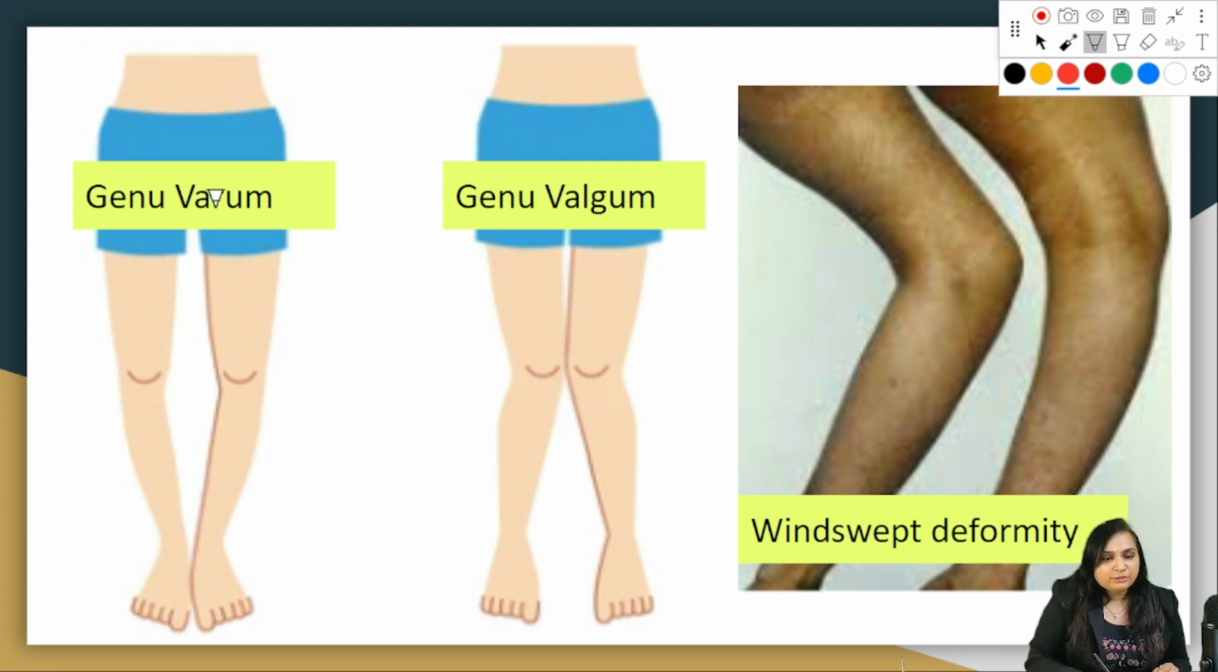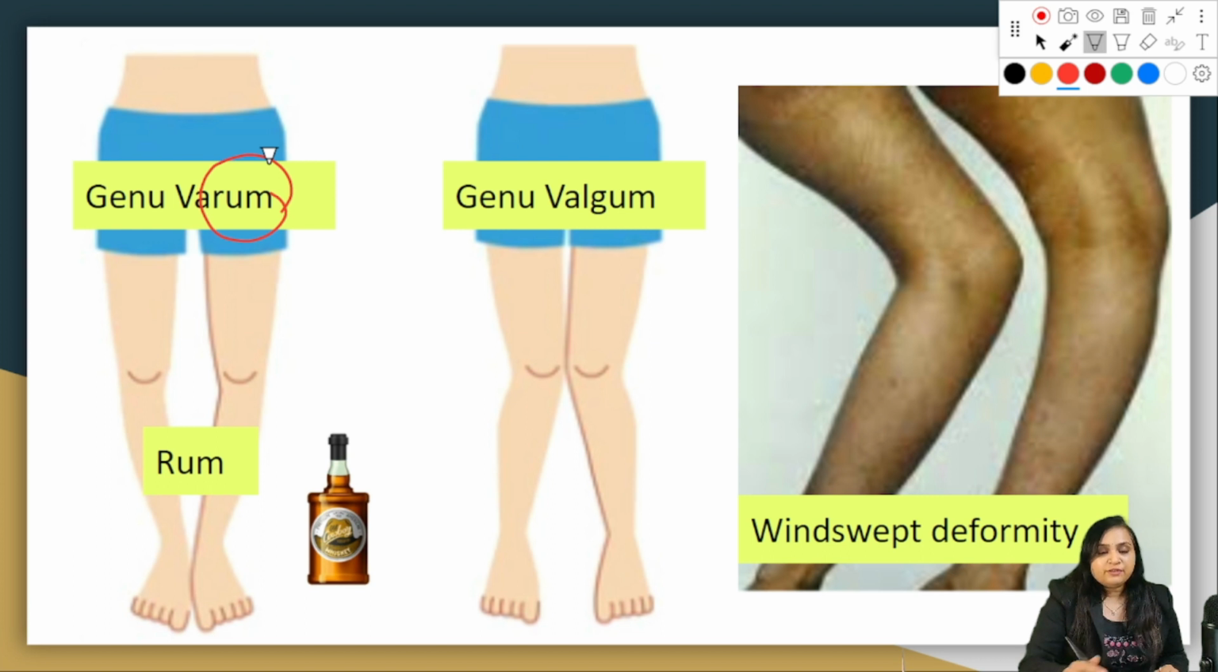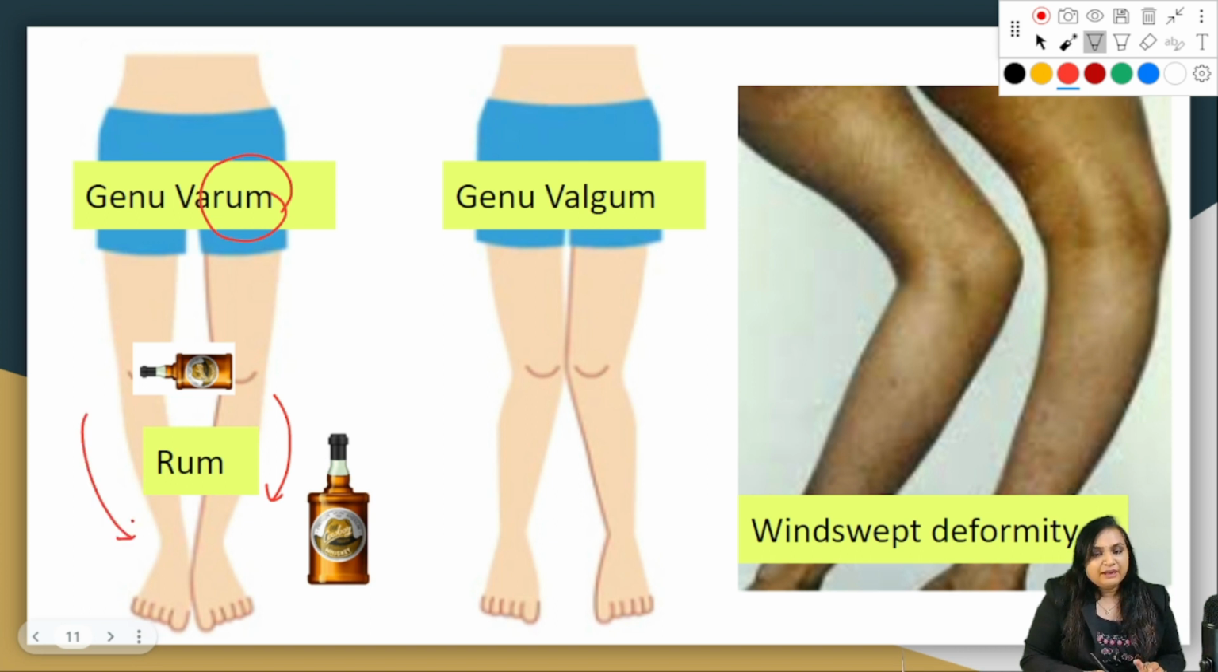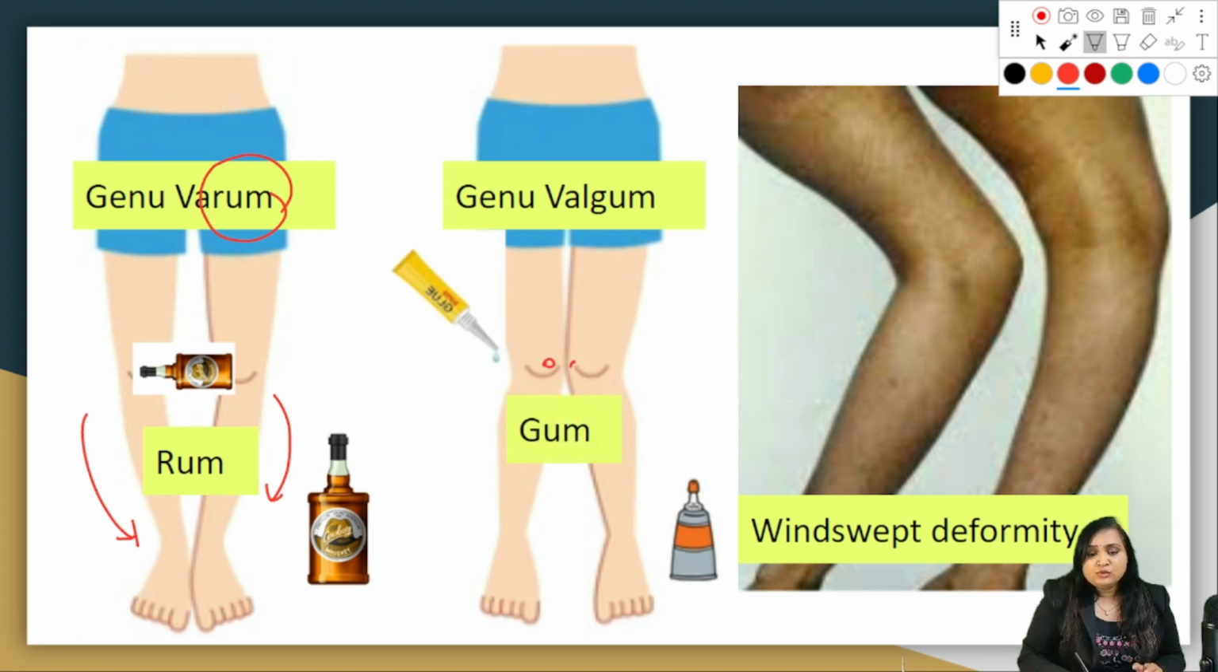So how are we going to remember? In genu varum, see, rum is coming. So remember the bottle of rum is kept in between the legs, so the knees are separated and the curvature of the leg will be like this. While for remembering genu valgum, remember the bottle of gum. The bottle of gum will stick two knees together and it is also called knock knees. In the gum we have knock knees and here we have separated knees. So remember genu varum with bottle of rum, genu valgum with bottle of gum.